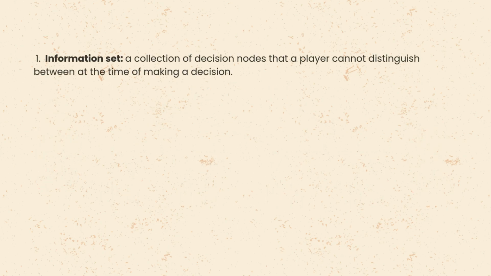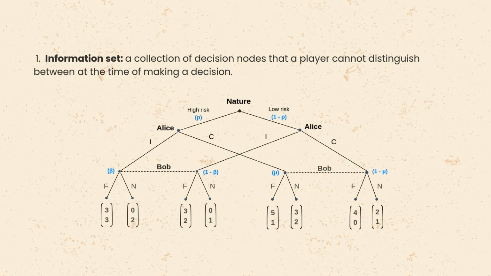Now, to calculate the perfect Bayesian equilibrium, we need to understand these concepts. 1. Information set. An information set is a collection of decision nodes that a player cannot distinguish between at the time of making a decision. In our example, if Bob observes that Alice has invested, his information set contains the node where a high-risk Alice invested and the node where a low-risk Alice invested. It can be represented by a circle or a dotted line like this.